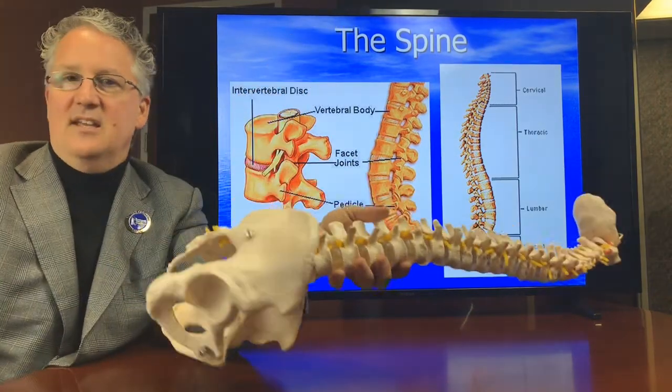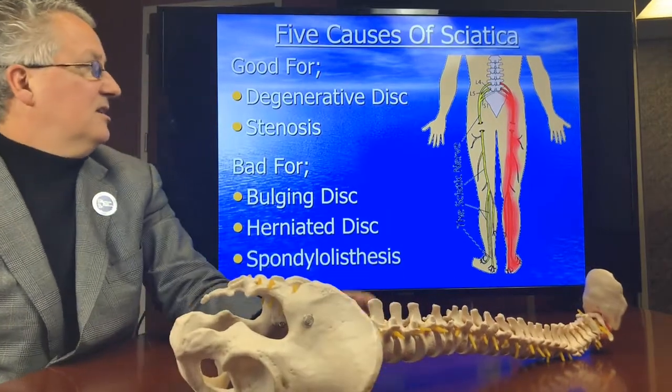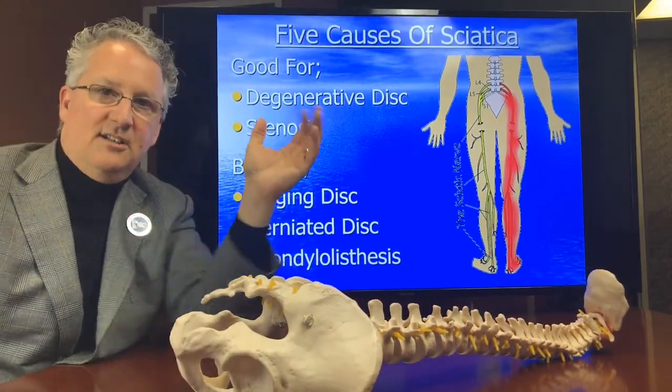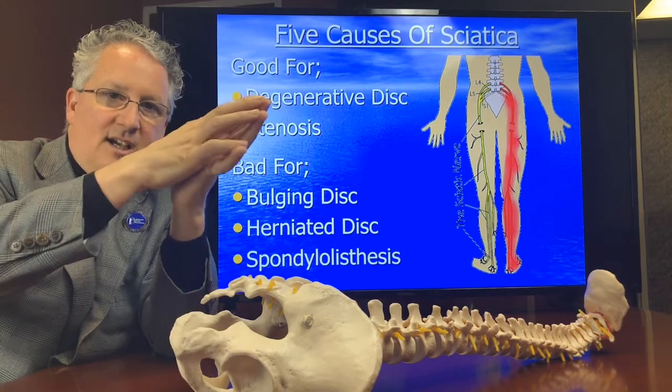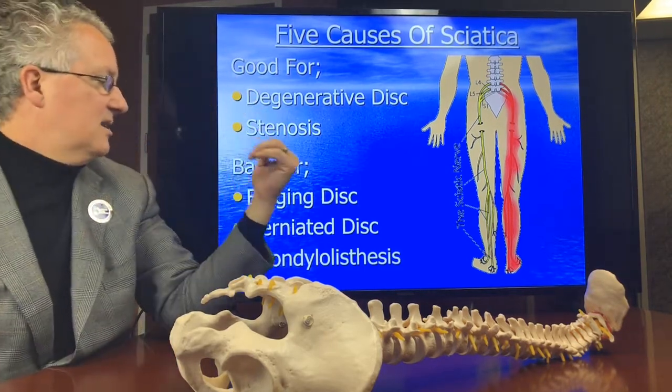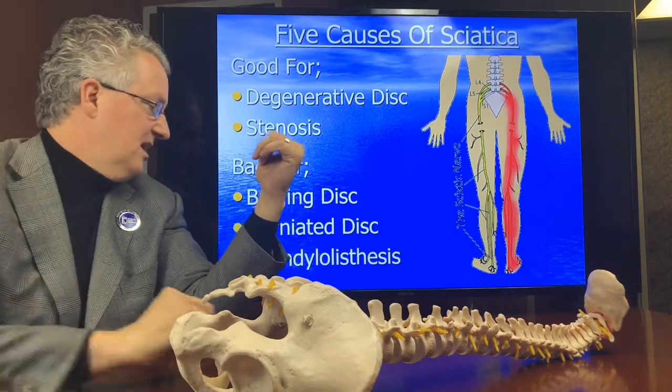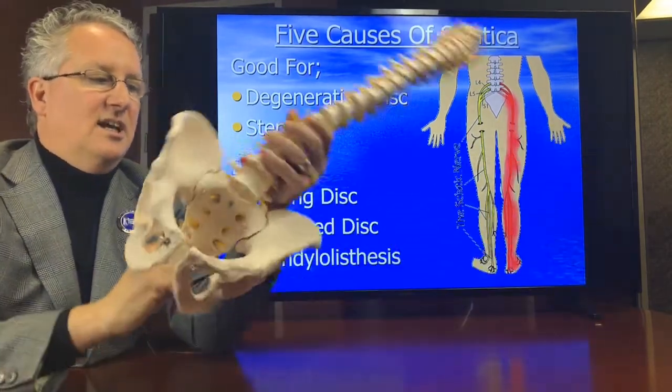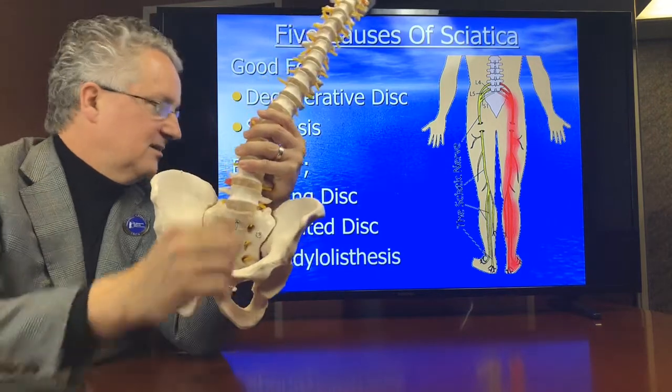Now again, this stretch that we're giving you right now is very good for degenerated discs when the vertebrae get closer together, and it's very good for stenosis where things get tight around the spinal cord, but it's very bad for bulging discs, it's very bad for herniated discs, and it's very bad for spondylolisthesis.